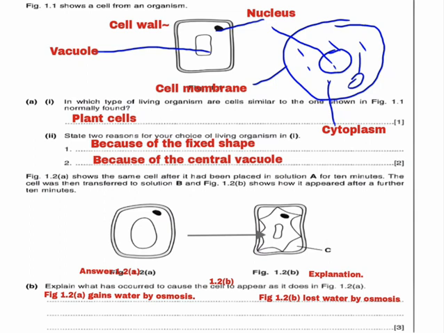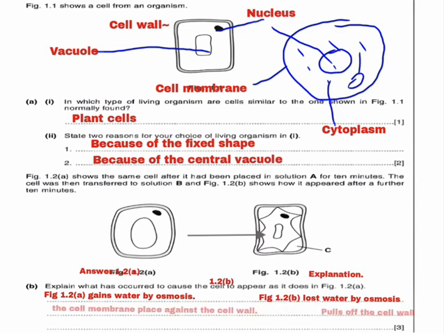Now, as you can see here, this cell here has gained what? Water by osmosis, which means this cell here was placed in hypotonic solution. As for the cell in figure 1.2a, it was placed in hypotonic solution. Then as for the cell in figure 1.2b, it was placed in hypertonic solution. So when a cell is placed in a hypertonic solution, you're going to find that it is going to lose water by osmosis.